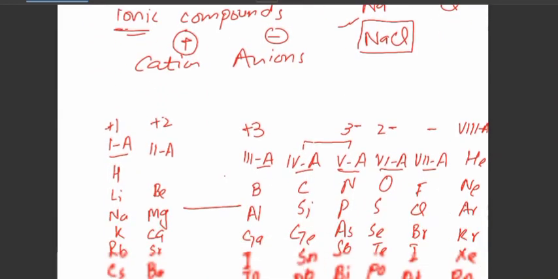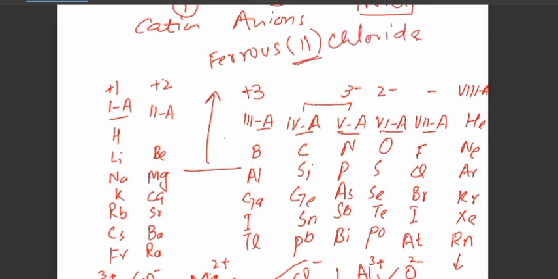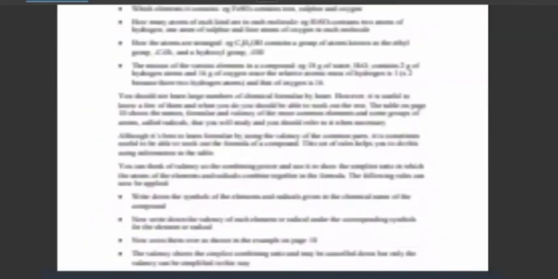What about the transition elements? Transition elements do not have fixed oxidation states, they have variable ones. So with their names, it is given what their oxidation state is. For example, ferrous chloride. What does this show? This shows that it has +2 charge. Okay. Or ferric chloride, +3 charge. So let's begin. Let's start practicing.